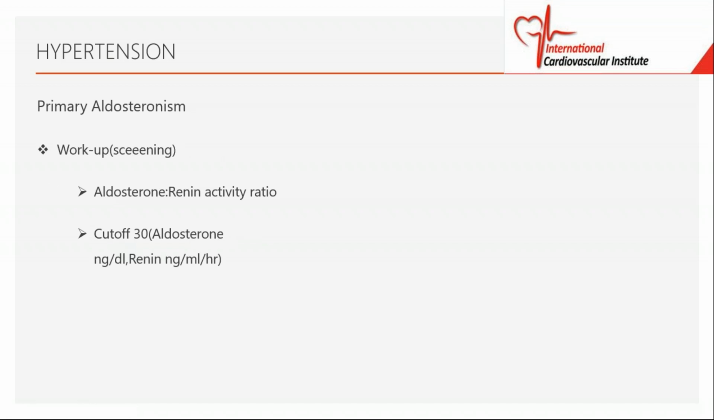Remember we said the first thing you're going to do is your aldosterone renin activity ratio. Since they're producing a lot of aldosterone, it's going to be high, and the high aldosterone is going to suppress the renin activity, so the ratio is going to be elevated. The cutoff we're looking for is 30. An aldosterone to renin activity ratio greater than 30 is suggestive. It's a screening test, so it's not diagnostic, it is suggestive.